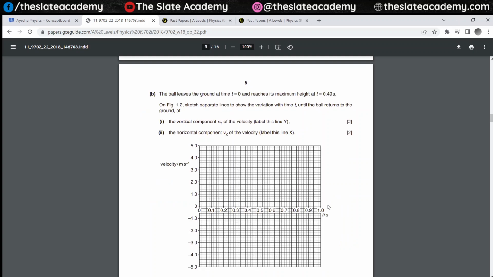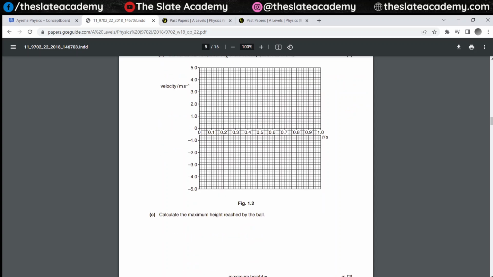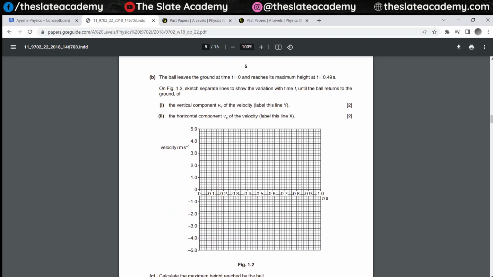Moving on to the next part, the ball. It's about a ball. The ball leaves the ground at t equal to 0, reaches maximum height at 4.9 seconds. Separate lines show the variation with time until the ball returns to the ground. Vertical. So we have to do this one now.